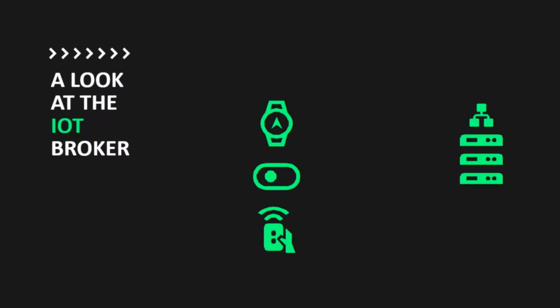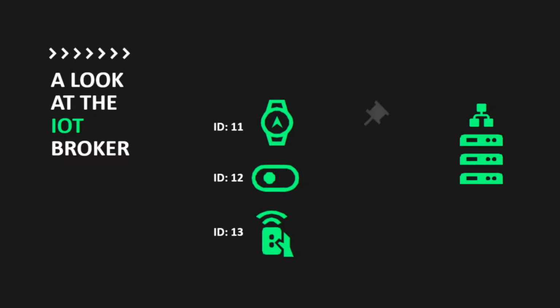How it works is on the right, we have our server. On the left, we have our actual devices, so a watch, a button, and a remote. Essentially, each one checks in with the server, and it's either going to have a device ID already assigned to it, or it gets one issued from the actual broker. From there, once they're registered on the IoT broker, each device can subscribe to one or many different topics.